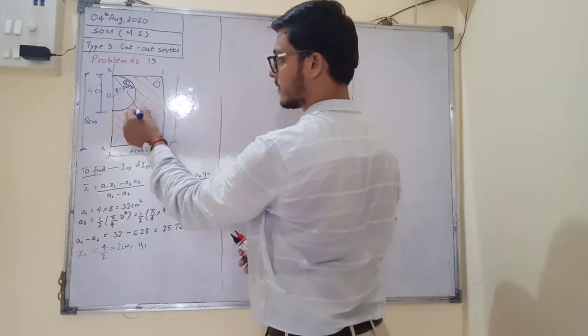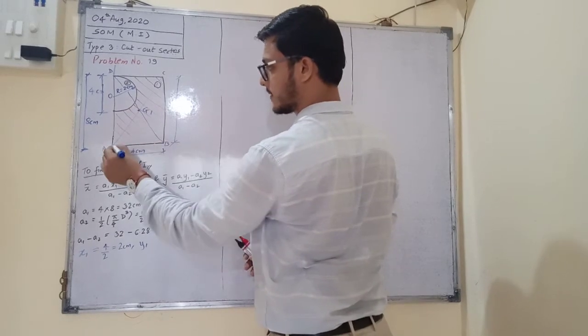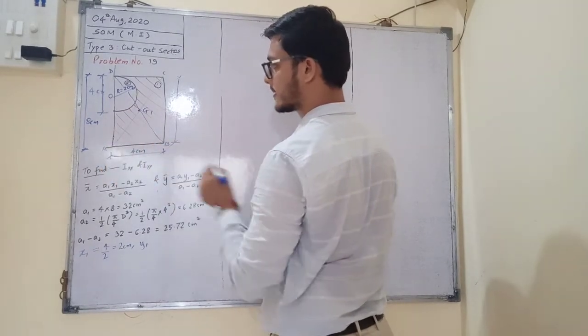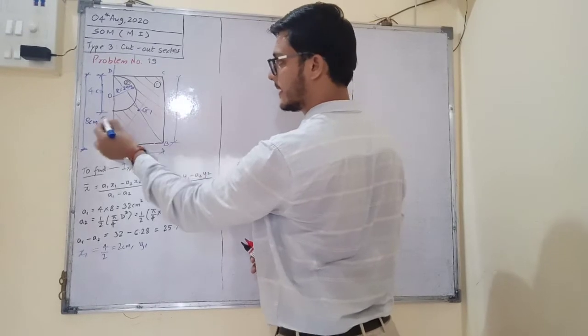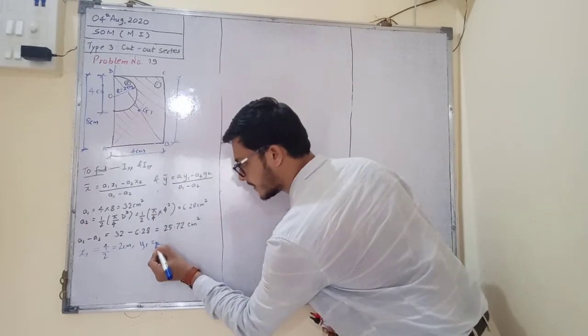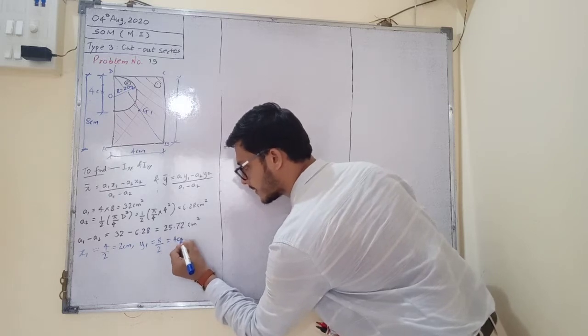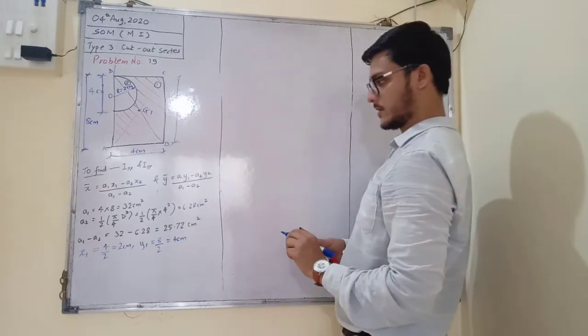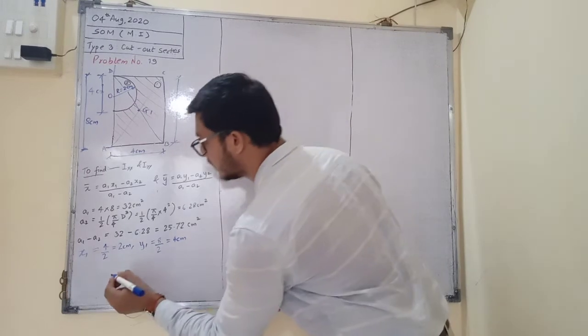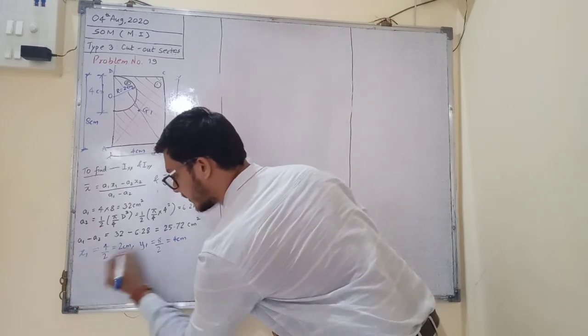y1 will be the distance from G1 to the bottom reference axis, which is here. So it will be half of 8 centimeter, which will be 4 centimeter. So x1 was simple, we have calculated it. Now x1, y1 we have calculated.